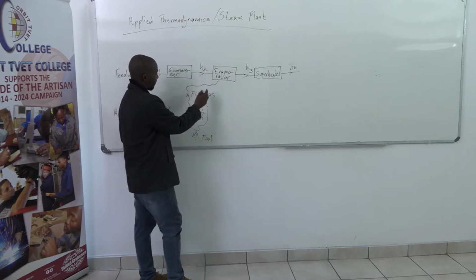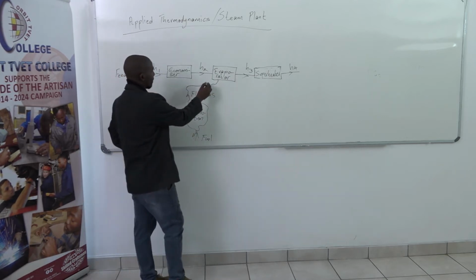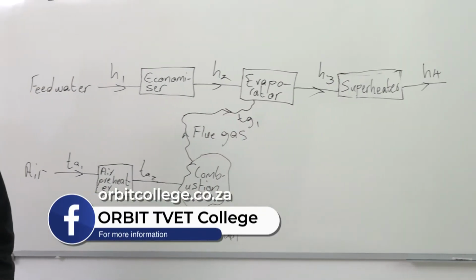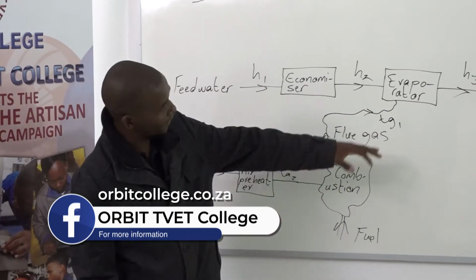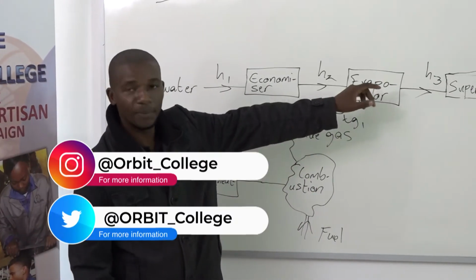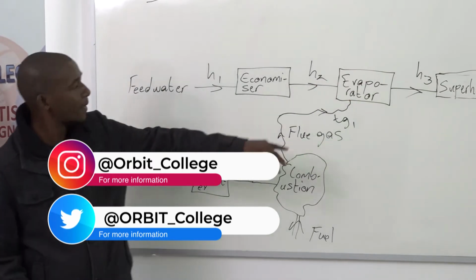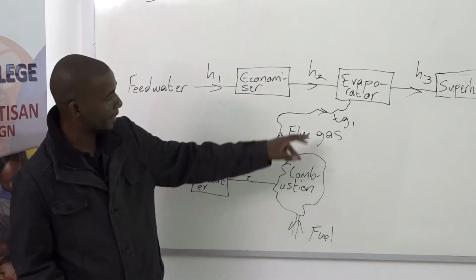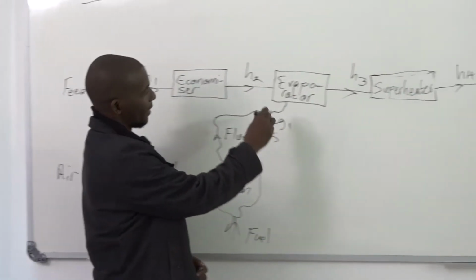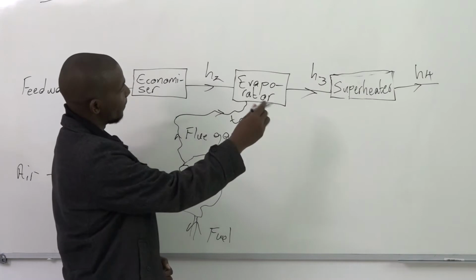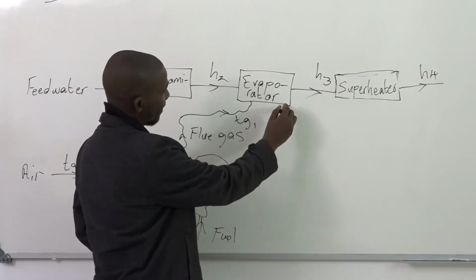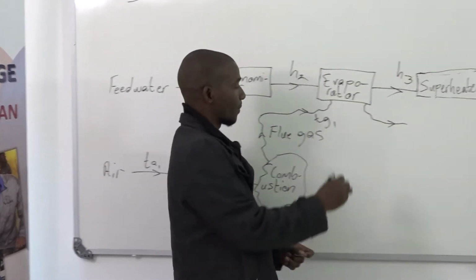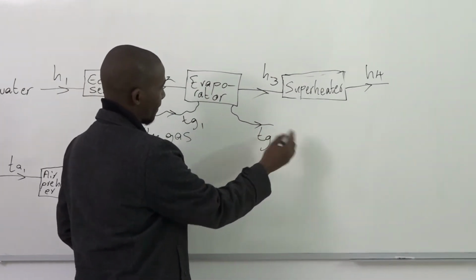The initial temperature will be, let's say, TG1. In the evaporator, there's heat transfer between this flue gas and the steam inside the evaporator. But there's no mixing of the steam in the evaporator and the flue gas. The temperature of the flue gas will drop to TG2 as it loses heat to the steam.